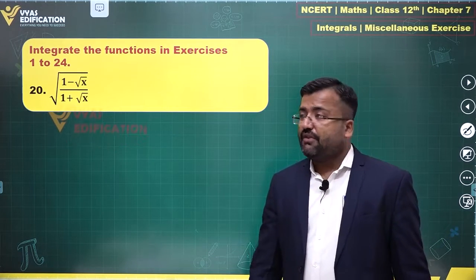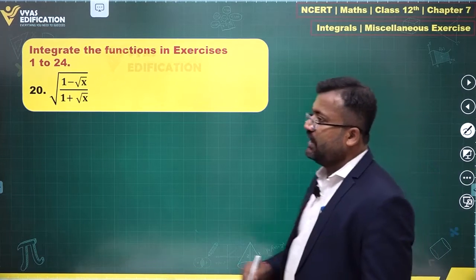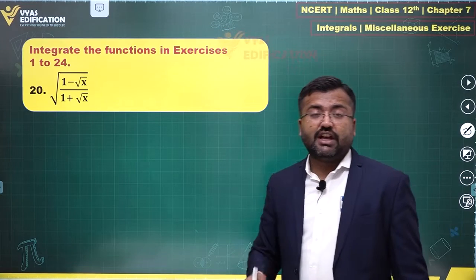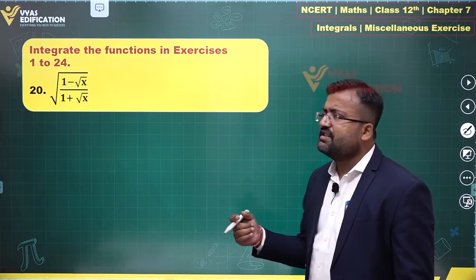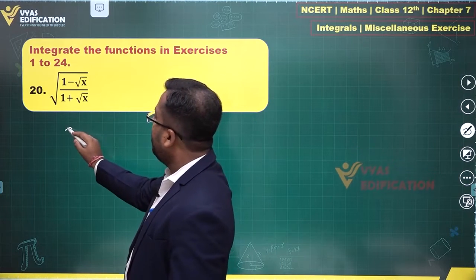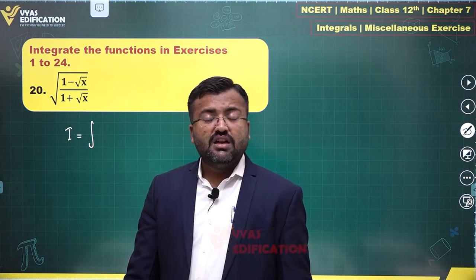In 20th question we have the integral of under root of 1 minus root x upon 1 plus root x. Okay, how will we handle this? This question can be handled in two ways. One of the ideas is to rationalize this. Another idea is to use substitution initially, and that will make things very simple. You see 1 minus something, 1 plus something, exact same thing.